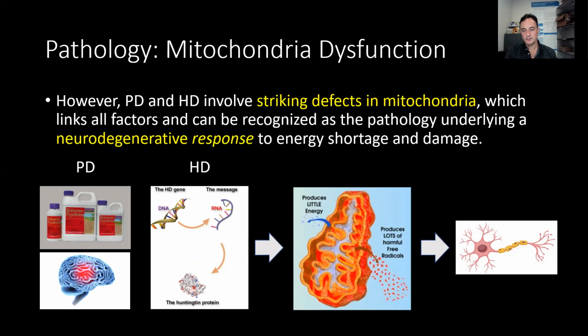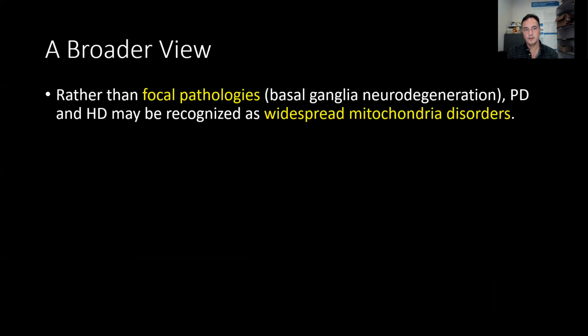And note that this doesn't go against the view that Huntington's, for example, has a large genetic basis, Parkinson's has a large environmental basis, and so on. So let's put all these slides together and look at this view in one slide, if you still haven't understood what I'm trying to say yet. So rather than viewing these things as focal pathologies, basically as basal ganglia neurodegenerative disorders, Parkinson's and Huntington's can be recognized as widespread mitochondria disorders, which would of course explain the involvement of multiple structures throughout the brain and body. And also it would frame neurodegeneration as a response.